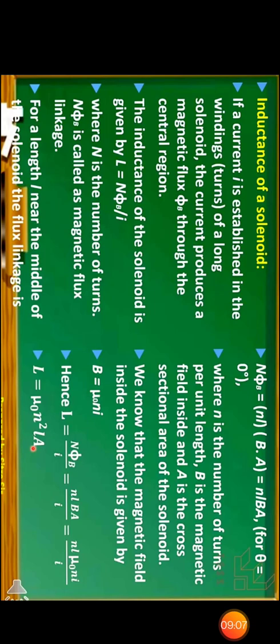Now next, the inductance of a solenoid. If a current I is established in the winding of a long solenoid, the current produces a magnetic flux phi B through the central region. The inductance of the solenoid is given by L is equal to N phi B upon I. Here N is the number of turns, and N phi B is the magnetic flux linkage.